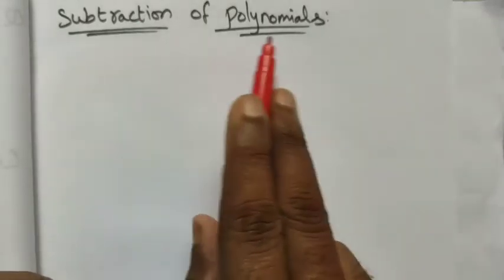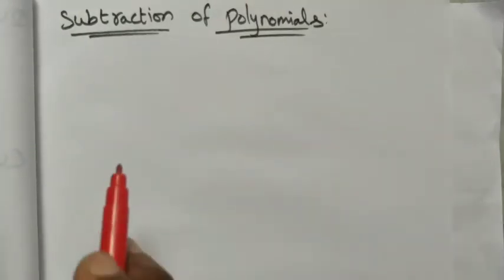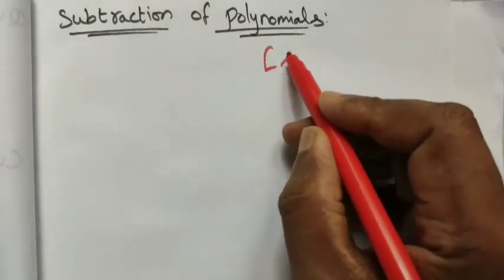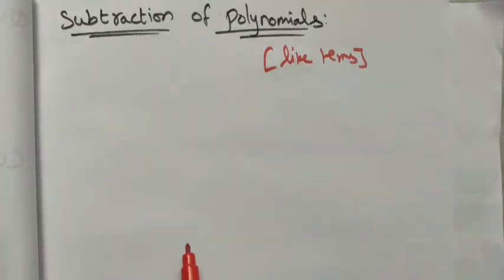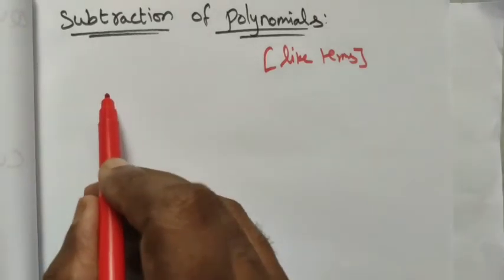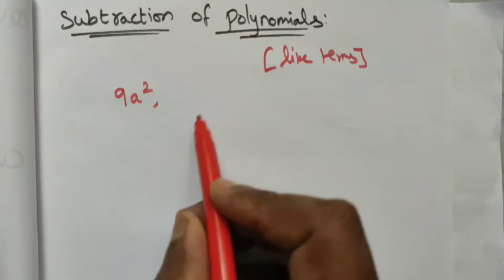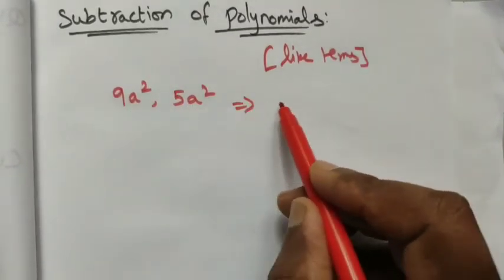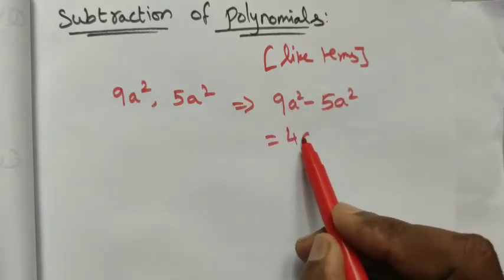Next one, subtraction of polynomials. What we have applied in the addition, the same condition is satisfied for the subtraction also. Only like terms can be subtracted, or like terms can be added. Unlike terms cannot be subtracted or added. So here I am going to take the first one as 9a square, the second one 5a square. Now we want to subtract these two terms: 9a square minus 5a square is equal to 4a square.